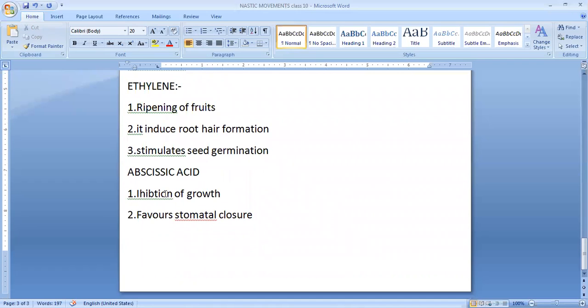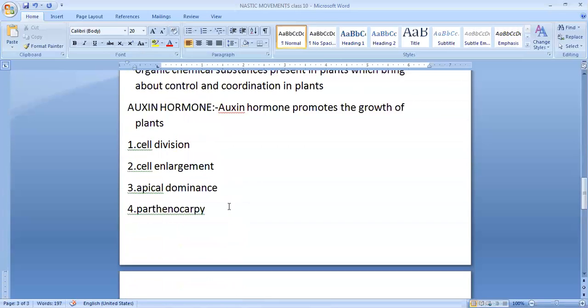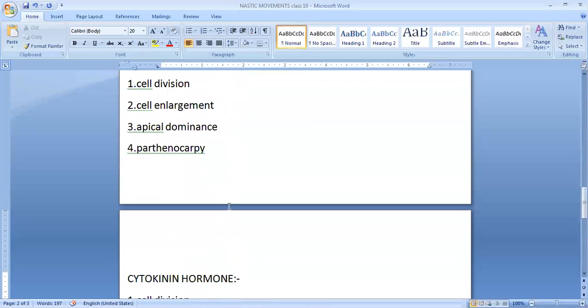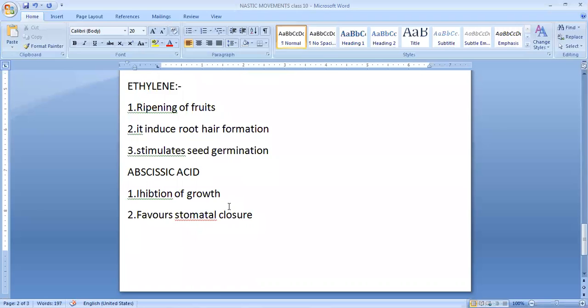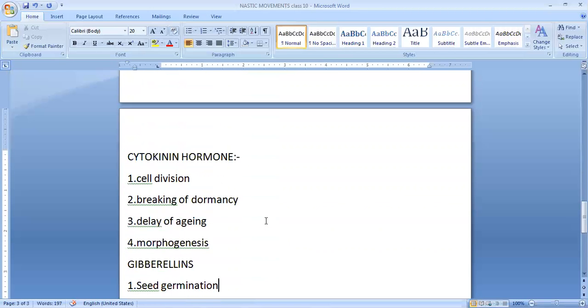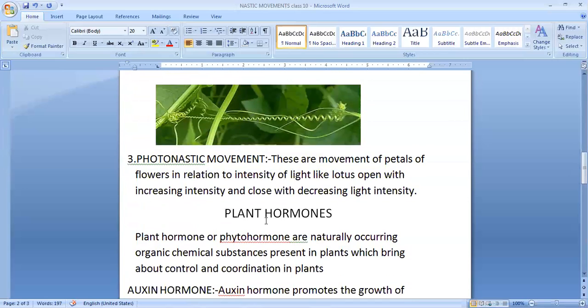The last hormone that we have to study is abscisic acid. Abscisic acid helps in inhibition of growth, whereas auxins are called growth promoters. Abscisic acid is called a growth inhibitor, and it also favors stomata closure during the time of stress. So we have completed how control and coordination takes place in plants.